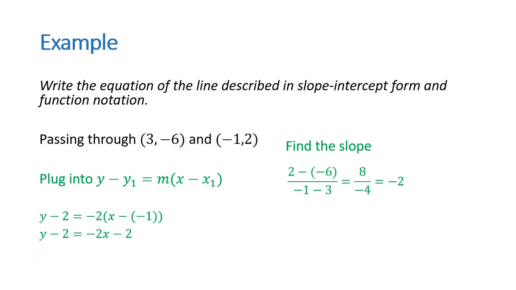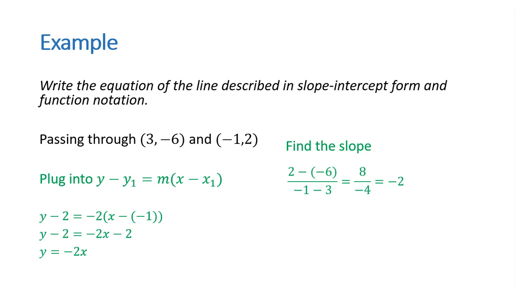So if we do all that, I did it in one step. Pause the video if you need. Go and try to do that in a couple steps. Make sure you get down to y minus 2 is equal to -2x minus 2. Now we need to get y by itself, so we need to add 2 to both sides. So we end up with y is equal to negative 2x.